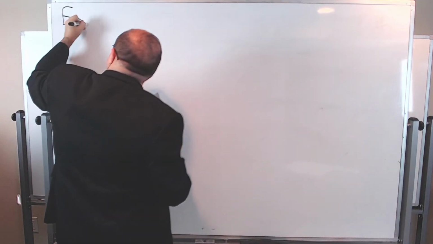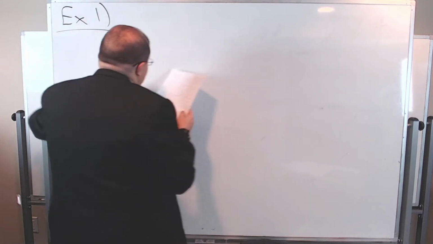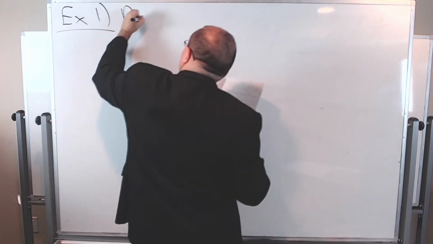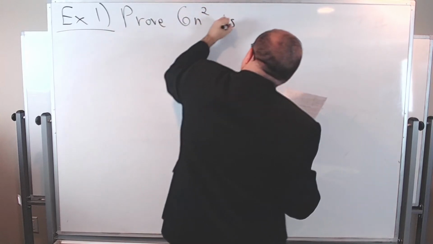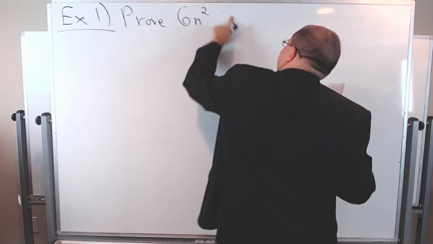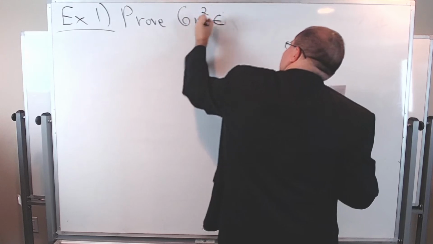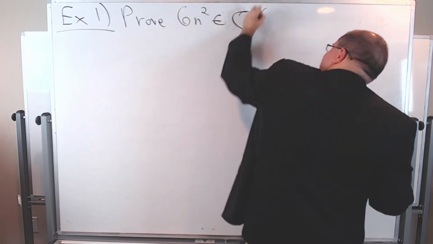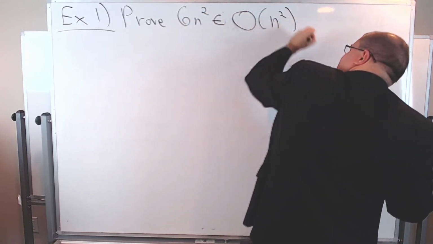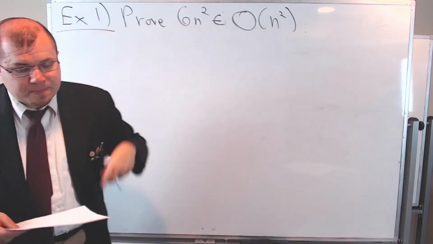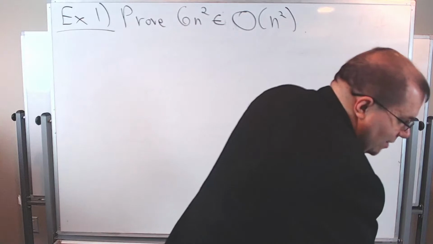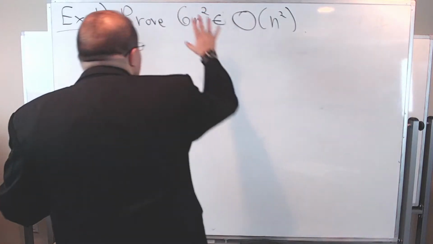So here's the first example. Example 1, I'm going to prove that 6n squared is, let me write it out using the set theoretic notation, I want to prove that 6n squared is big O of n squared. Let me put this down. I don't need this anymore. Okay.